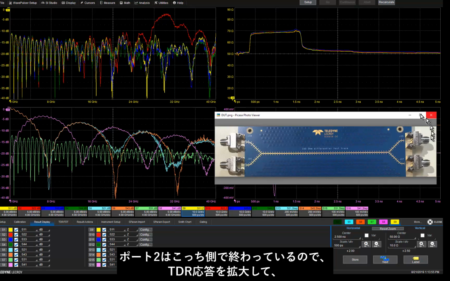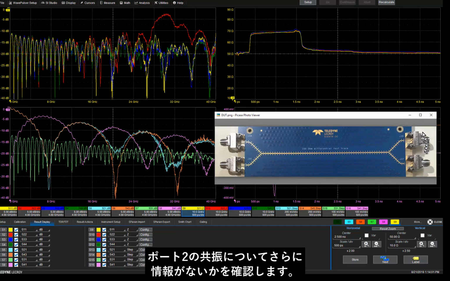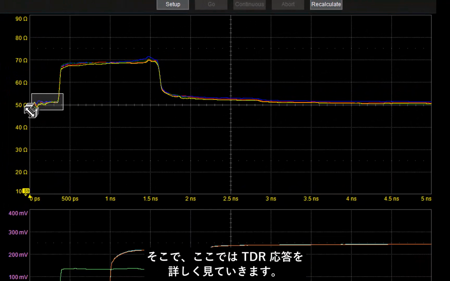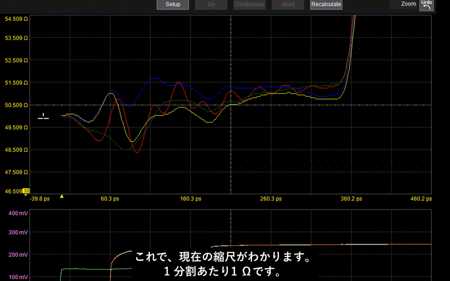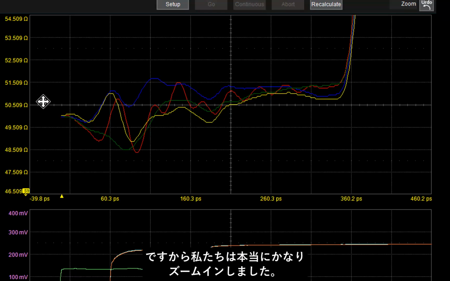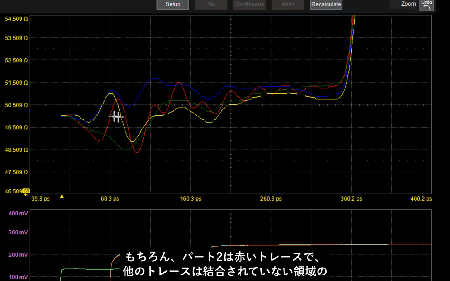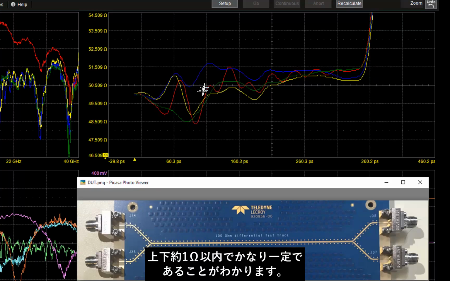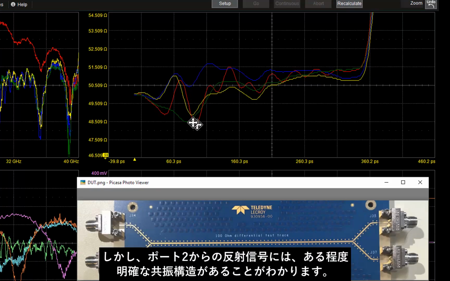Port 2 is over on this side, and so we're going to zoom in at the TDR response to see if we can find out any more information about that resonance at port 2. So we're going to zoom in on the TDR response here, and now you can see the scale. We're at 1 ohm a division, so we've really zoomed in a lot. And you can see that port 2, of course, is the red trace here. The others, pretty constant, within roughly about an ohm up and down that region where they're uncoupled. But the reflected signal from port 2, you can see has some clear resonant structure in it.